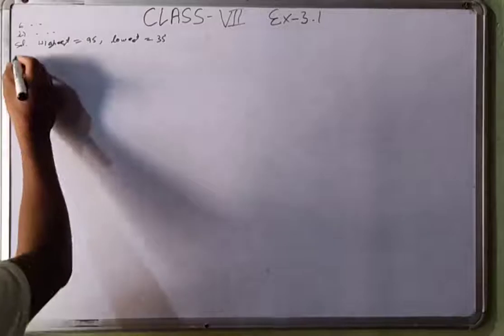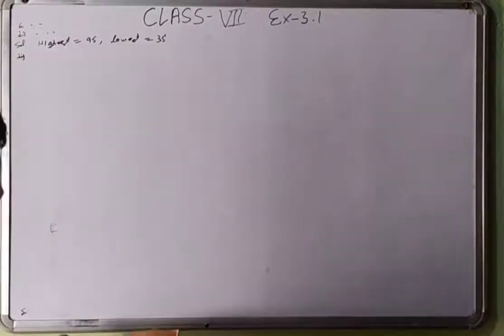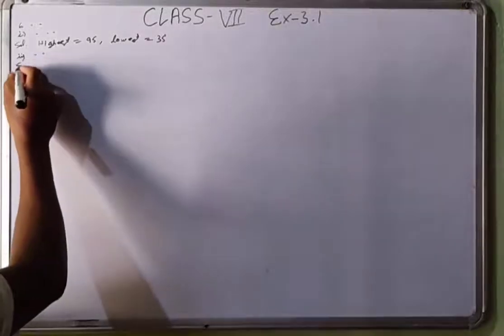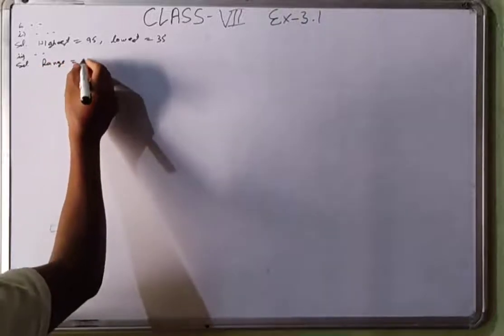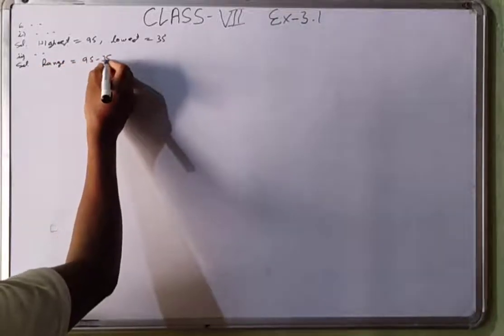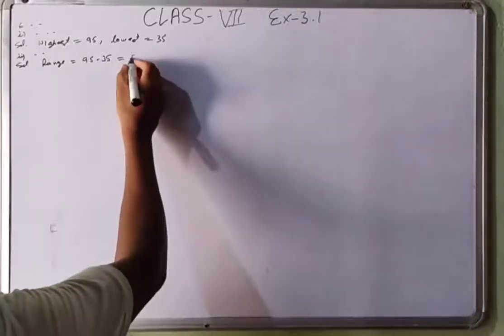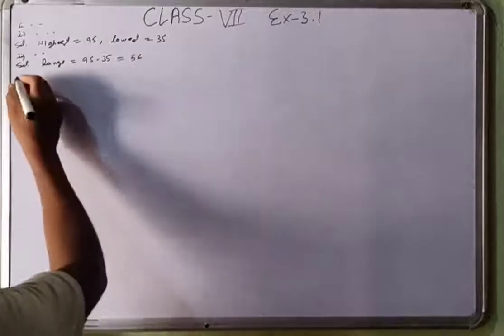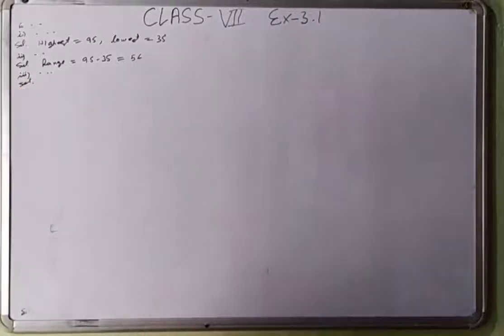Second part, you will see the table, then find the range of the marks obtained. Range is equal to highest minus lowest. Highest minus lowest, that will be 56 by subtraction. Third part, the mean marks obtained by the group.